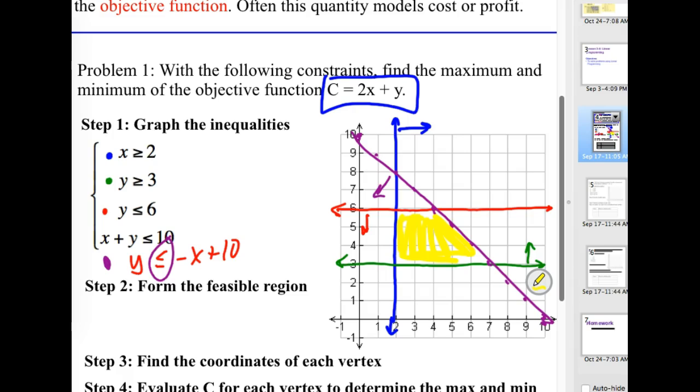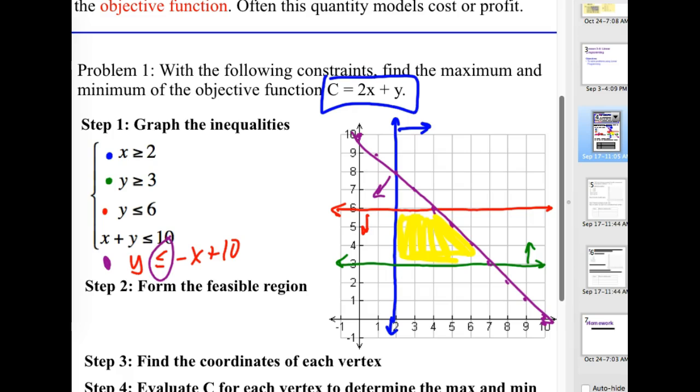Sometimes kids find it helpful to have some post-it notes and to cover up what you don't want. For example, I could put a post-it note over here to the left of my blue line. I could put a post-it note above my purple. You know what I mean? And you're just kind of blocking off the parts you don't want so that you can see what's left.